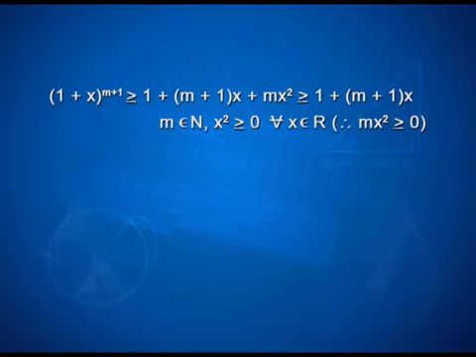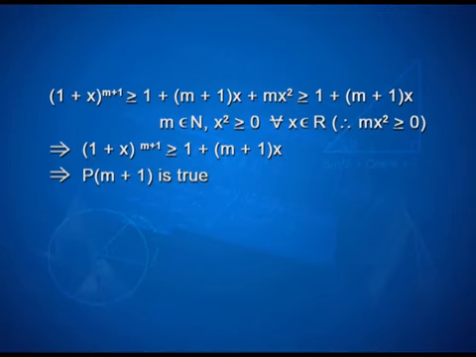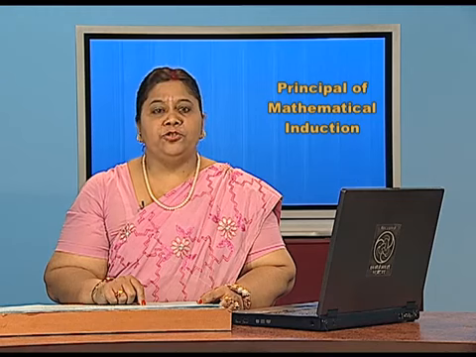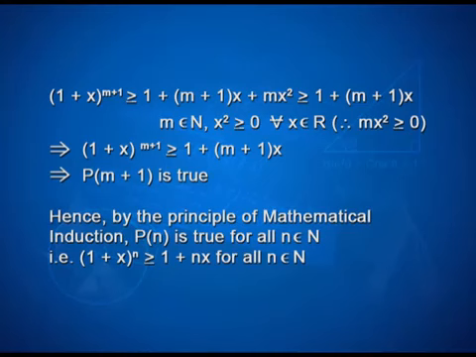As m belongs to N, x square is greater than or equal to 0 for every x belonging to R. Therefore, mx square is greater than or equal to 0. This implies (1+x) raised to m+1 is greater than or equal to 1+(m+1) into x. Thus, P(m+1) is true. Hence, by the principle of mathematical induction, P(n) is true for all n belonging to N. That is, (1+x) raised to n is greater than or equal to 1+nx for all n belonging to N.